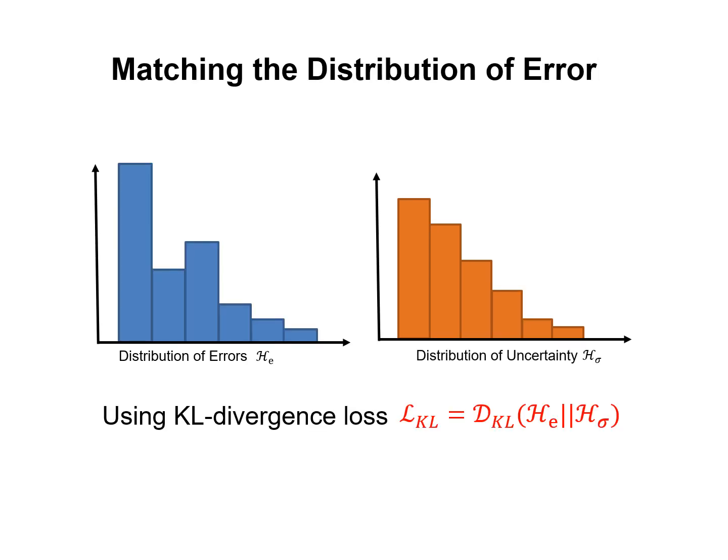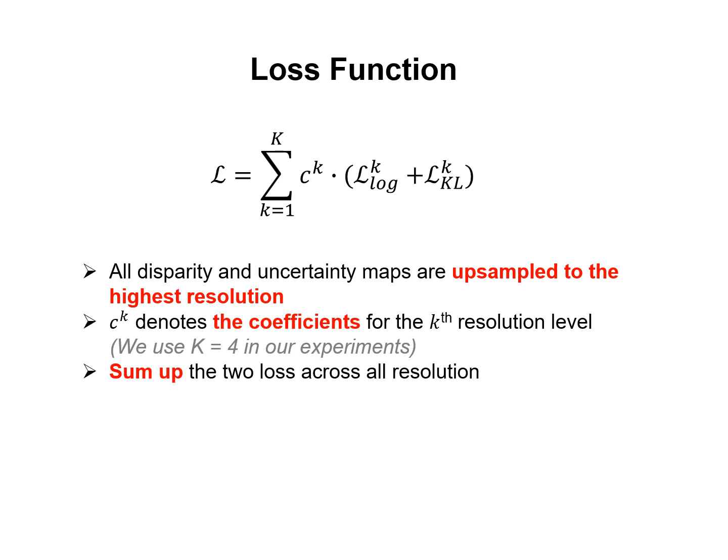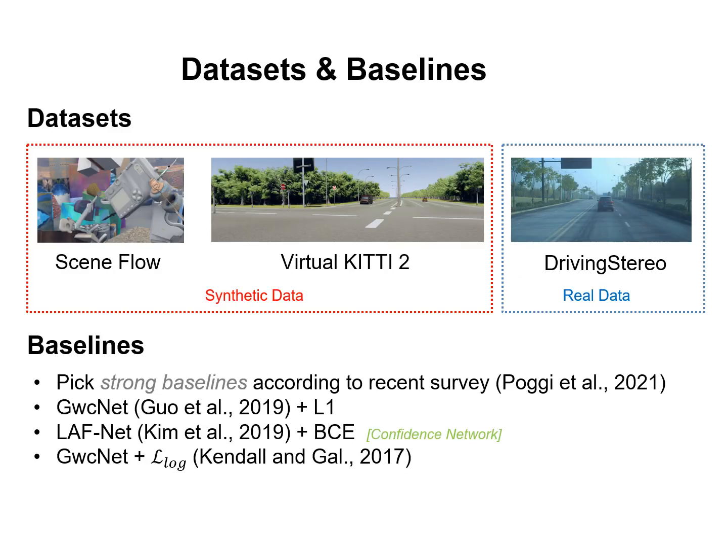Finally, we utilize KL divergence loss to enhance the alignment between estimated uncertainties and the true errors. The total loss encompasses the NLL loss and the matching error loss, which are summed across all resolutions. Let's go to the experiment part.